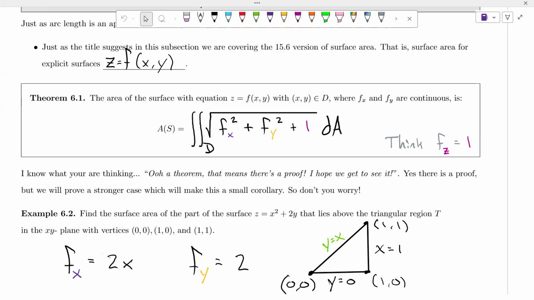So a decent way to think about this formula is really just partial x squared plus partial y squared plus partial z squared. But if z is a function of x and y, then partial z is going to be 1, right? Derivative of z with respect to itself should be 1. This is why that third term is 1 instead of partial x or partial y.